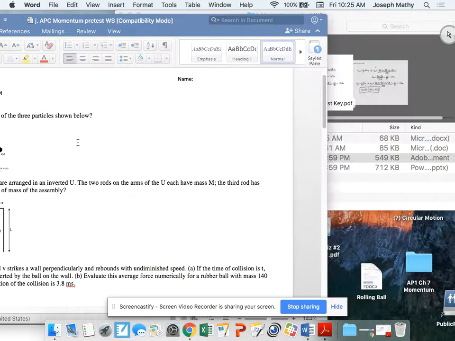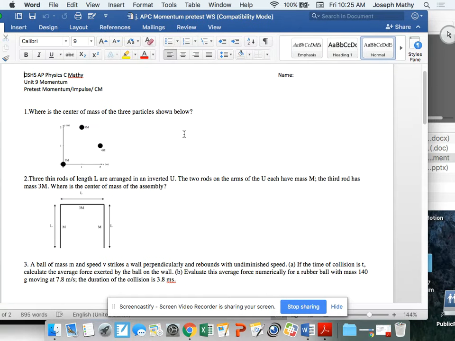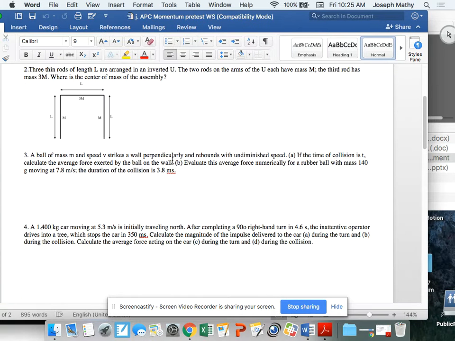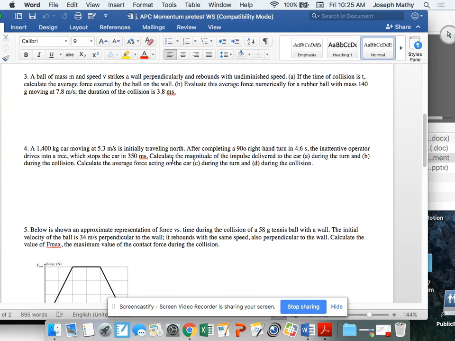They're happy. Okay, now the third one is the one that I asked you guys to do while I was getting this queued up. And it says that a mass of m and speed v strikes a wall perpendicular and rebounds with undiminished speed. And then it says that the time of the collision is t. Calculate the average force. Okay? This is an impulse and a momentum question. And you have to figure it out like this. Here is your ball, and then here is your ball going towards the wall.